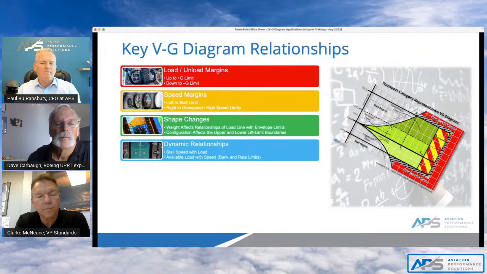There's a couple more I want to come back to a little bit later. Otter, anything you want to add on these key relationships that we can extract from the VG diagram once we're fully trained on understanding it?